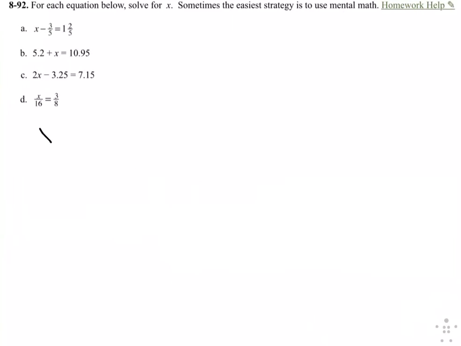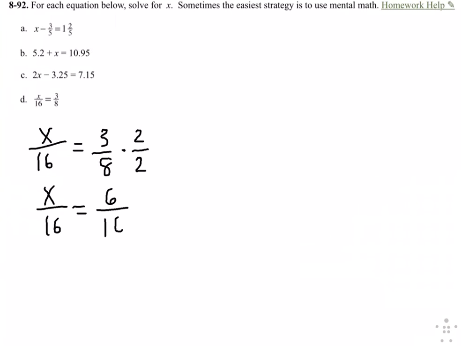D, we have x over 16 equals 3 over 8, right? So what I could do, this a couple ways. I could cross multiply, right? But I could just multiply the right-hand side by 2 over 2, which is 1, right? So I get x over 16 equals 6 over 16. So therefore, if the denominators are the same, then x clearly equals 6. That's one way, probably the easiest. Or you could have cross multiplied to do that. Either way.